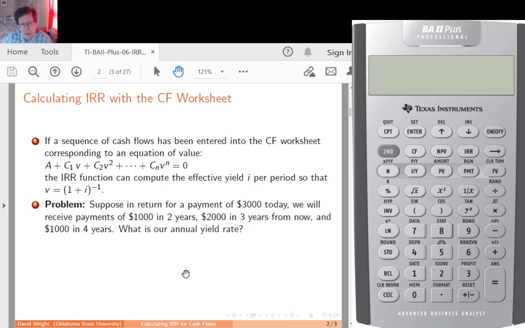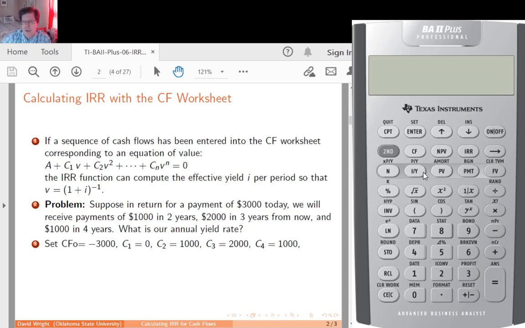So let's start out with an example. We're saying that in return for a payment of $3,000 today, we will receive the following payments: $1,000 in 2 years, $2,000 in 3 years, and $1,000 in 4 years. And the problem is, what is our yield rate for that cash flow? And we have to enter that in there. So the thing is that $3,000 is our investment today.